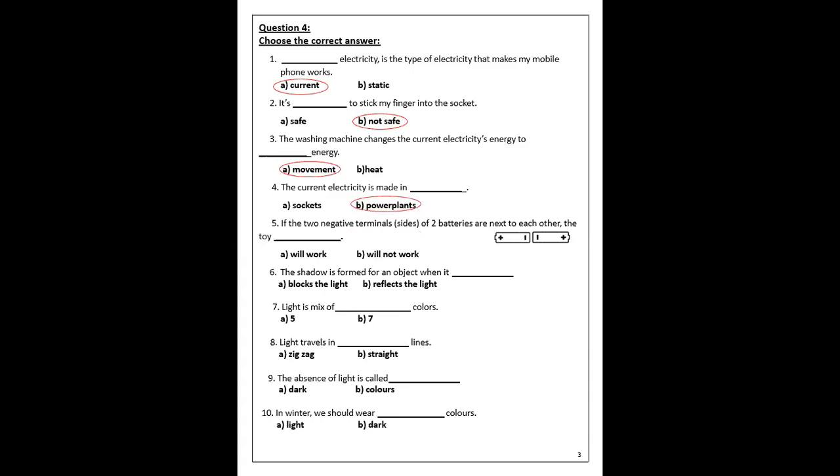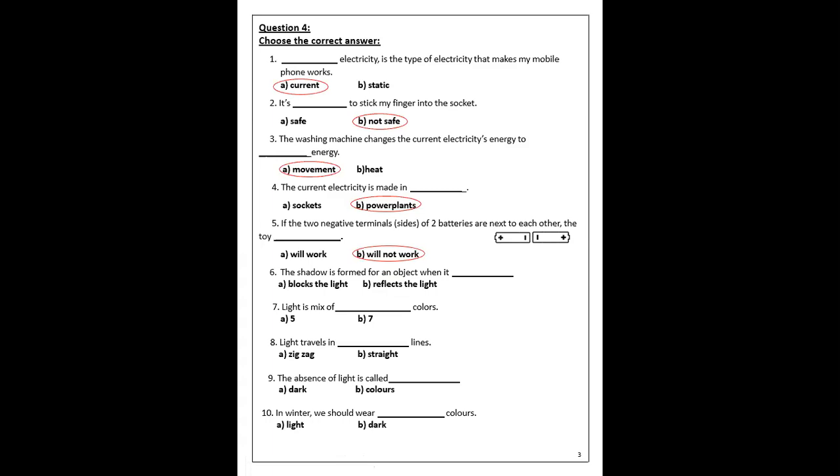Okay, number 5. If the two negative terminals, and we have taken before that terminals means the sides of the batteries. So it's saying to you, if I'm having two batteries, as you see here in this picture, if the two negative terminals or the sides are next to each other, will the toy or anything work or will it not work? What do you think? If I'm having two batteries, as you see here, and here is the negative, it's standing beside the negative one, will it work or not work?